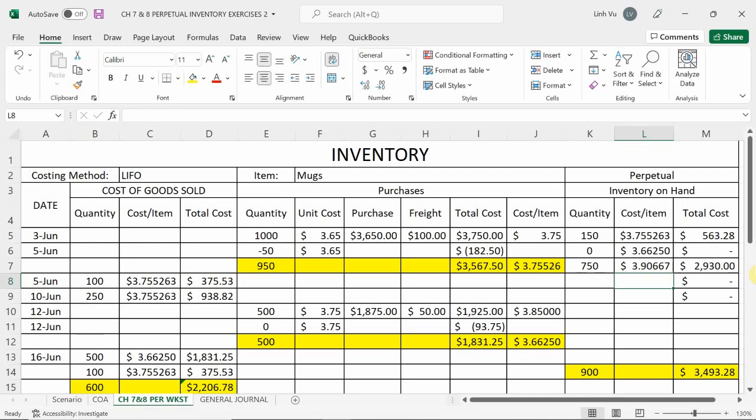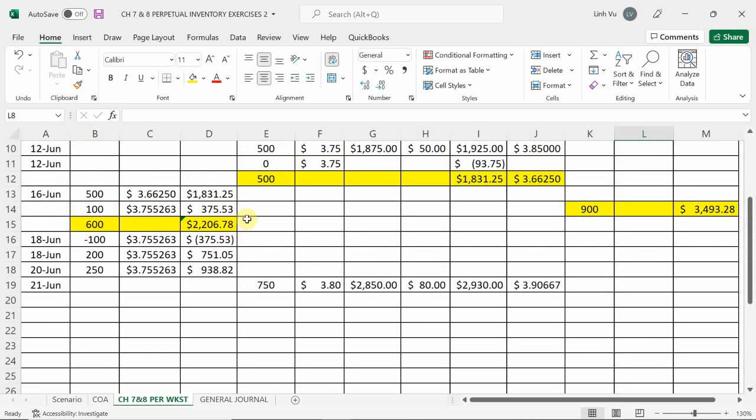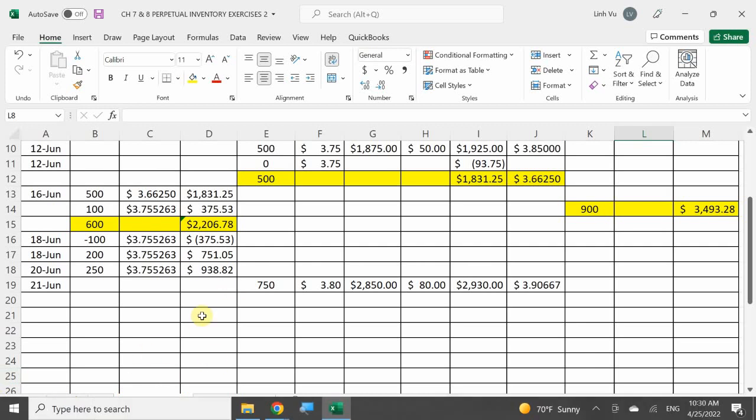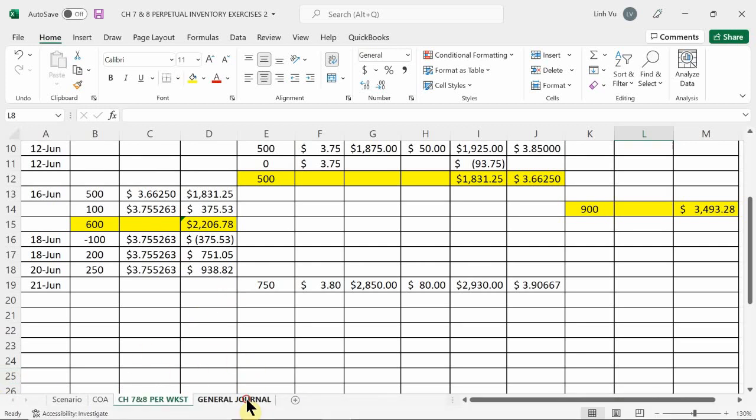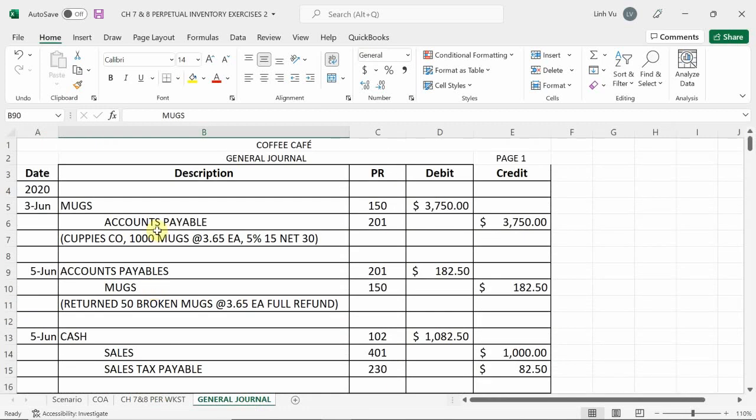So let's continue, but first let's plug in these numbers here. I purchased 750 units at a grand total of $2,930. So how do I journalize the purchase of this inventory? Mugs and accounts payable. Good.